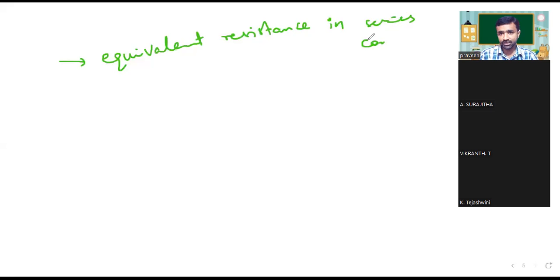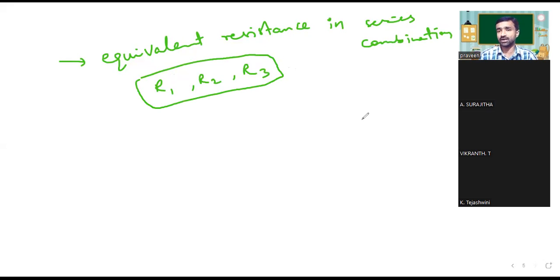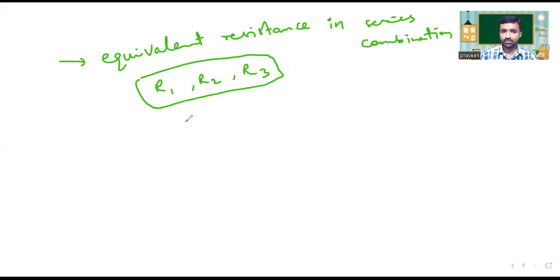In series combination, for example, here I am giving you resistance values R1, R2, R3 respectively. If these are connected in series combination, what will be the equivalent resistance? Respond. Doesn't anyone know? So the equivalent resistance in series combination is the sum of the individual resistors.